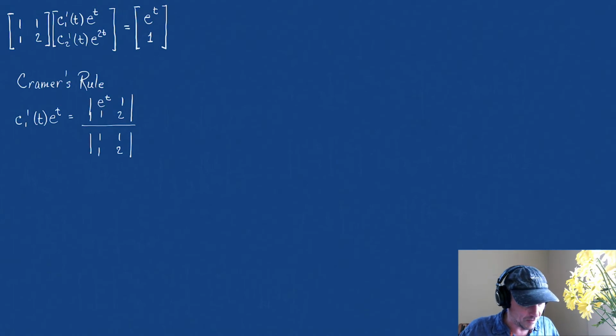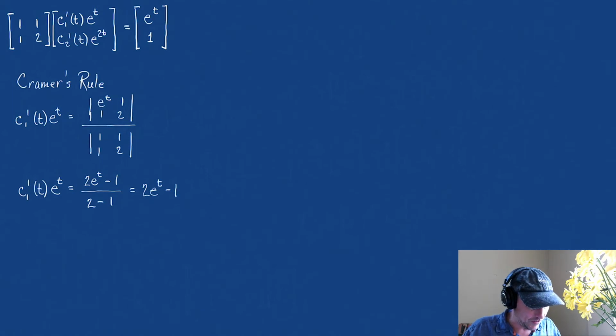And then let's finish that, and then we'll find the next one. So this says that c1 prime of t e to the t is equal to, on the numerator, 2e to the t minus 1, divided by the denominator, which is 2 minus 1, so this is 2e to the t minus 1. And let's solve for c1. So c1 prime of t, multiplying both sides by e to the minus t, becomes 2 minus e to the minus t.